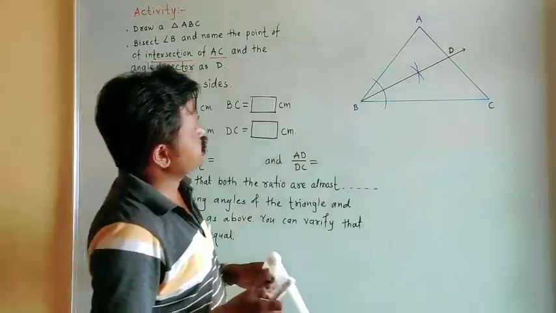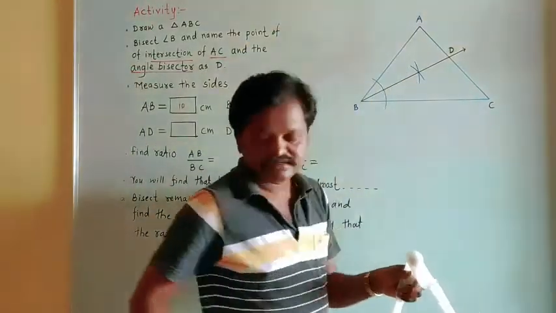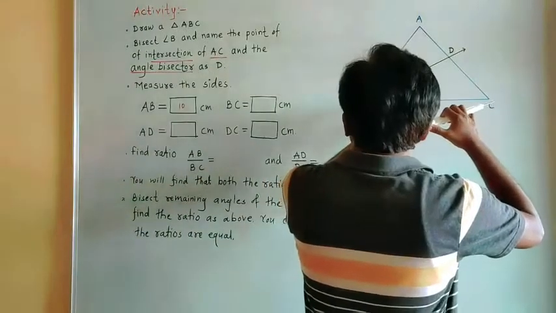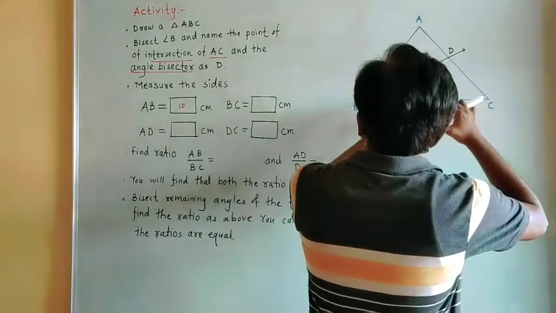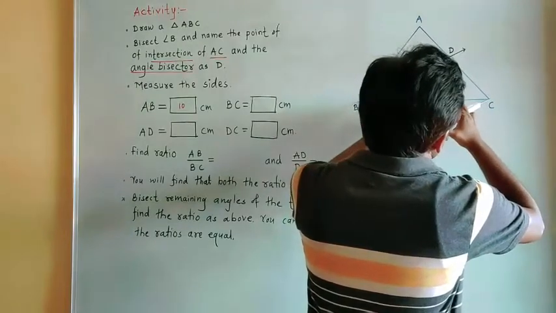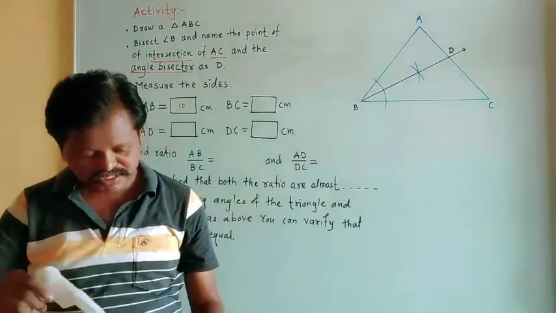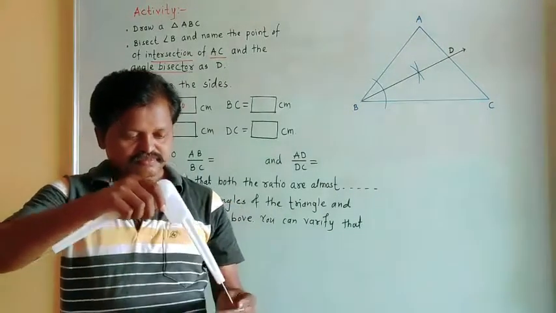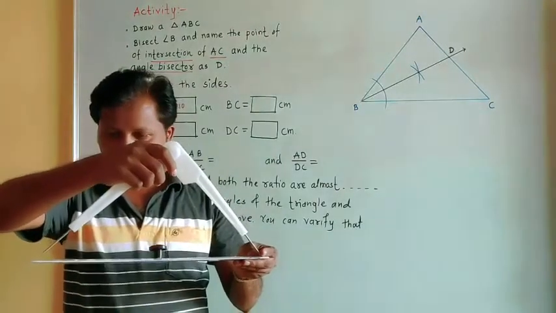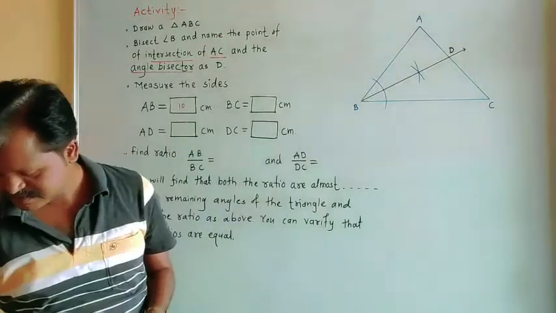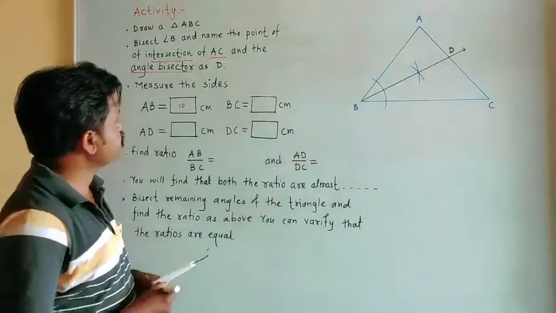Then I measure BC. Look here, I measure this BC by this scale. So it is 15. How much is it? 15. So I write here 15.